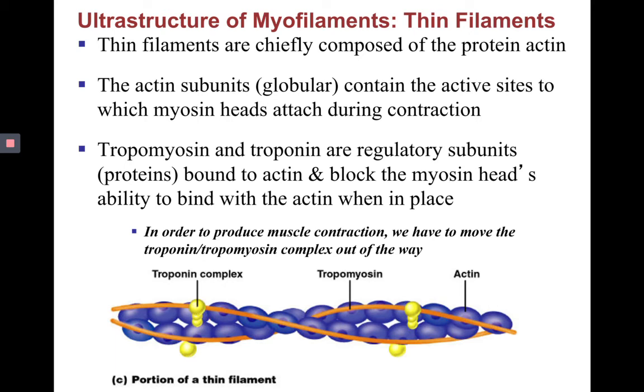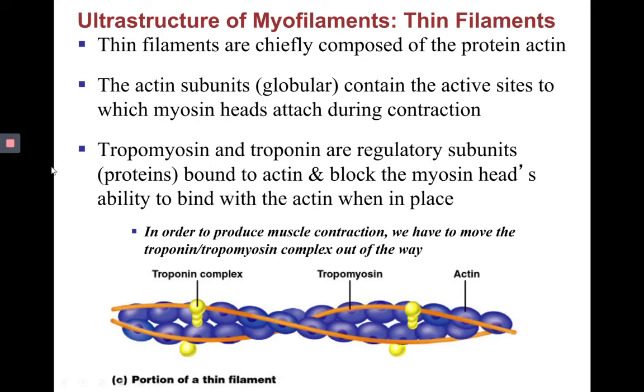And together, they are called the troponin-tropomyosin complex. Or sometimes they're just called separately as troponin and tropomyosin, and oftentimes they have to move out of the way in order to reveal the myosin binding site on actin. And we're going to hear more about that.